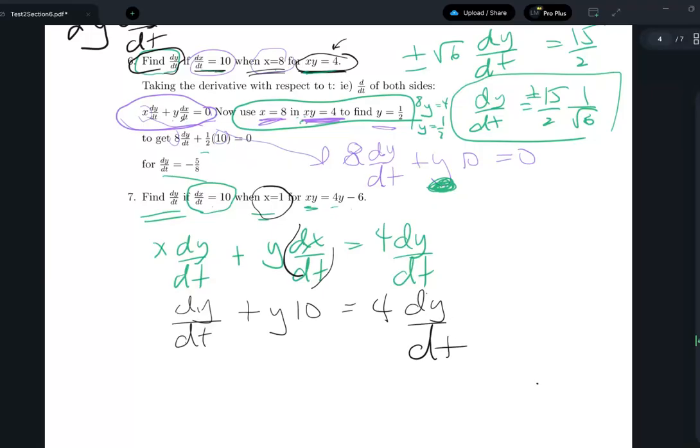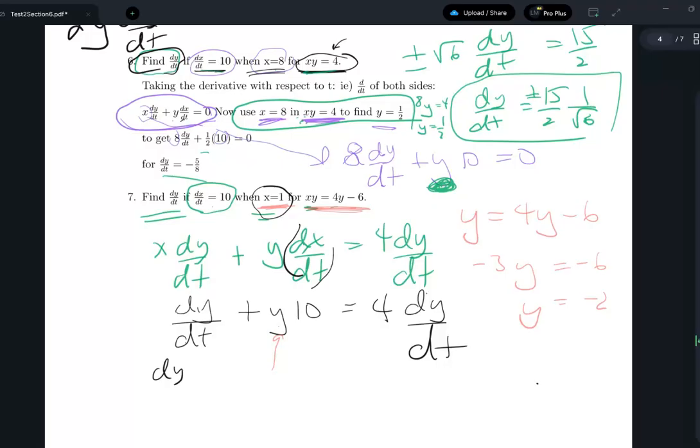So now let's look and see what we can do. If I plug in x equal 1 into here, will that help me find y? I think it will. So I get y is equal to 4y minus 6. So negative 3y equals negative 6. So y is negative 2. There it is. So let's plug it in.